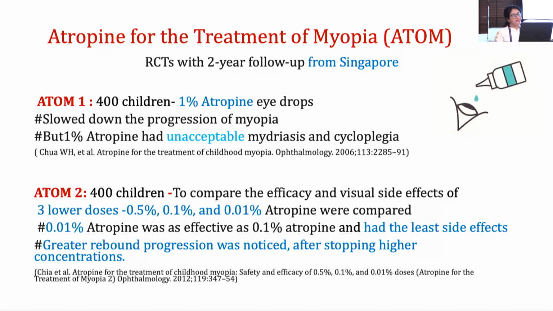So coming to the RCTs, the ATOM studies. In ATOM 1, they tried 1% atropine and showed that it is effective in controlling the myopia progression, but had unacceptable side effects like mydriasis and cycloplegia. And in ATOM 2, they compared the efficacy of 3 lower doses, that is 0.5, 0.1 and 0.01% atropine, and it was found that 0.01 was as effective as 0.1% and had the least side effects. Greater rebound progression was noticed after stopping higher concentrations.